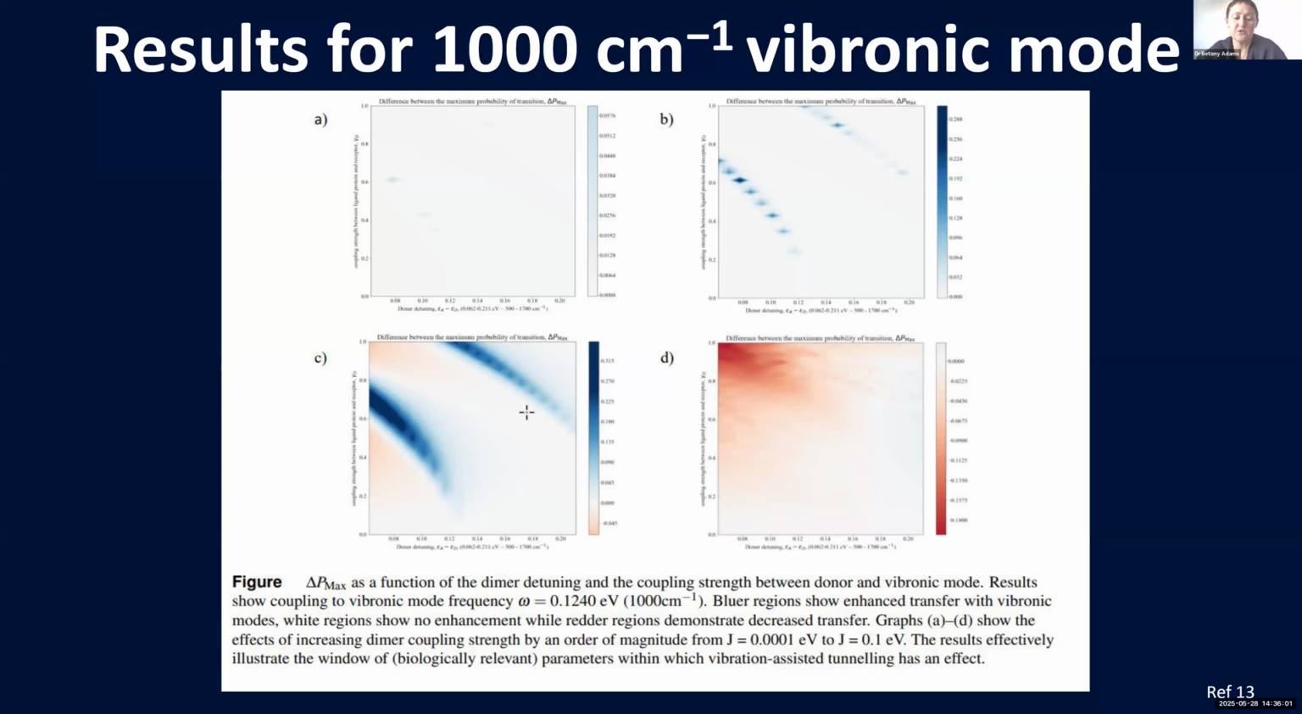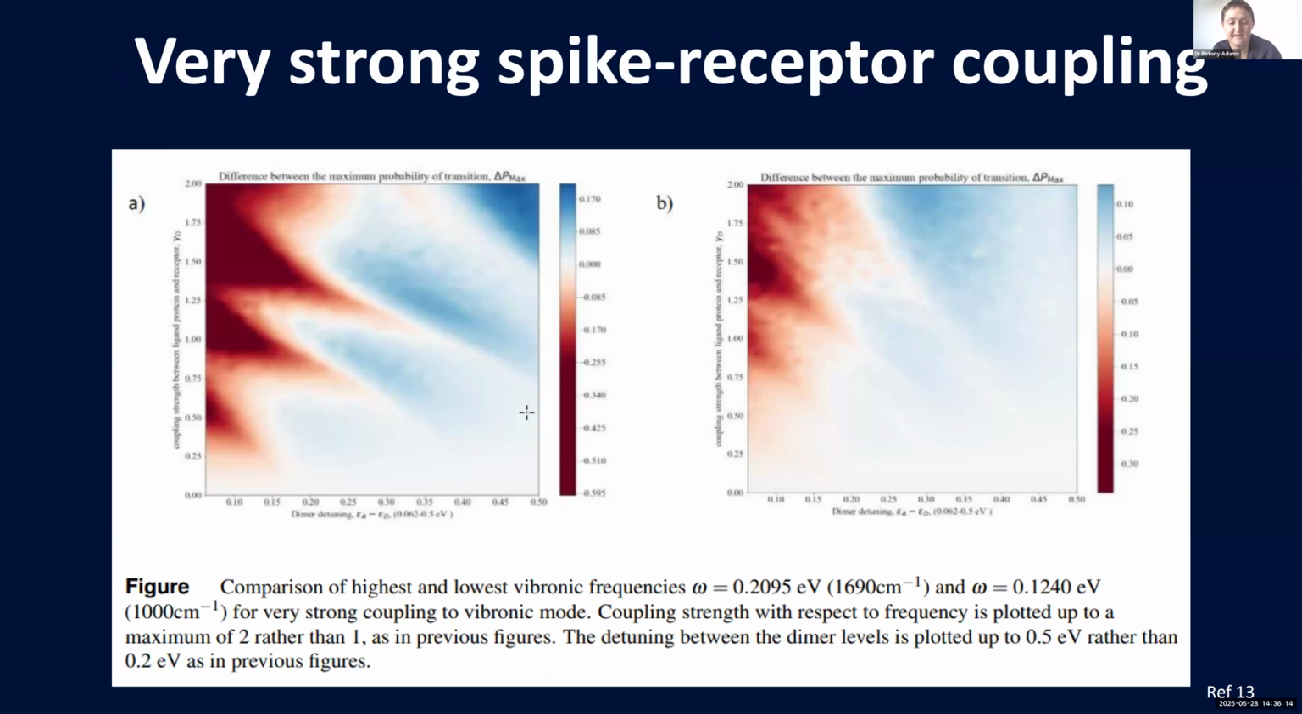This frequency mode also shows transfer enhancement in two specific regions, as opposed to the last one where it only showed one region of enhancement. So the other two examples showed the effect of our proposed model over a range of biologically viable parameters. We were also interested in testing the model at the extremes of these parameters.